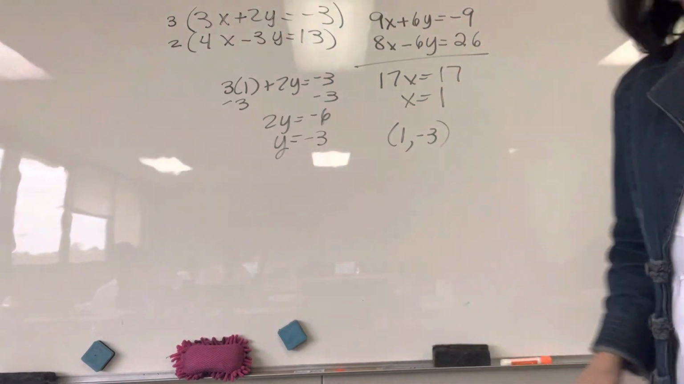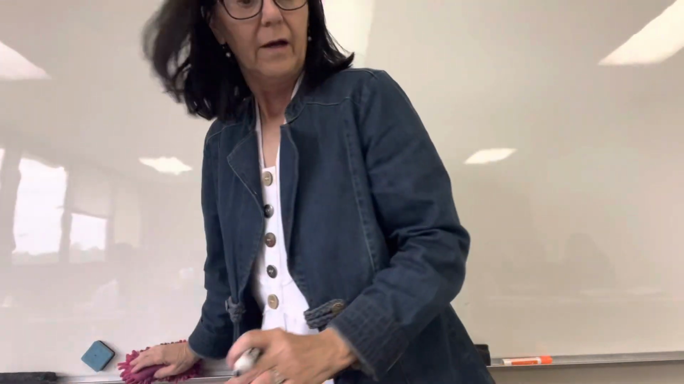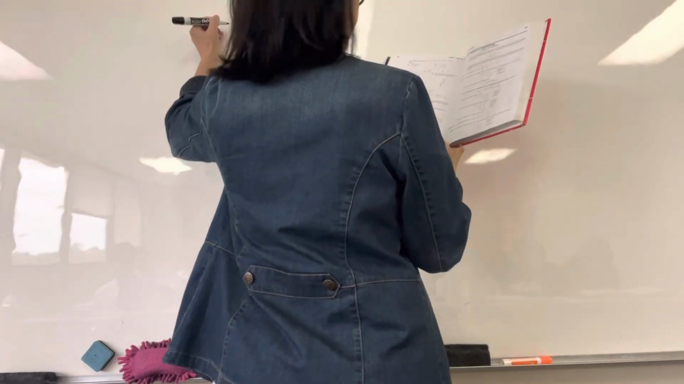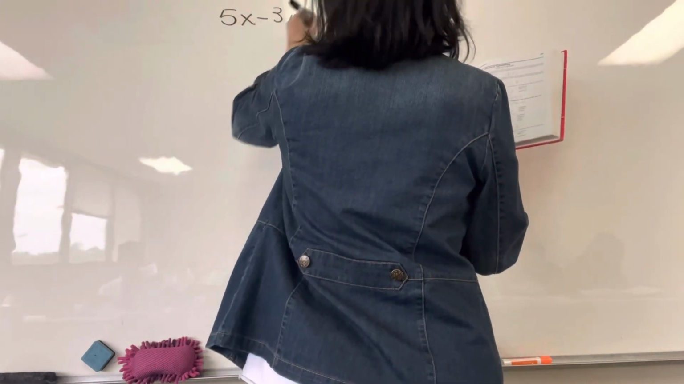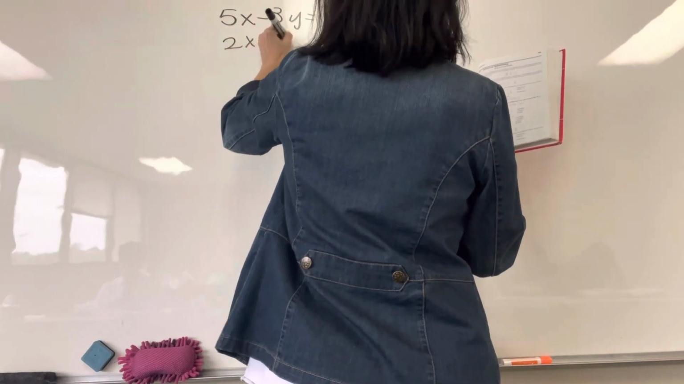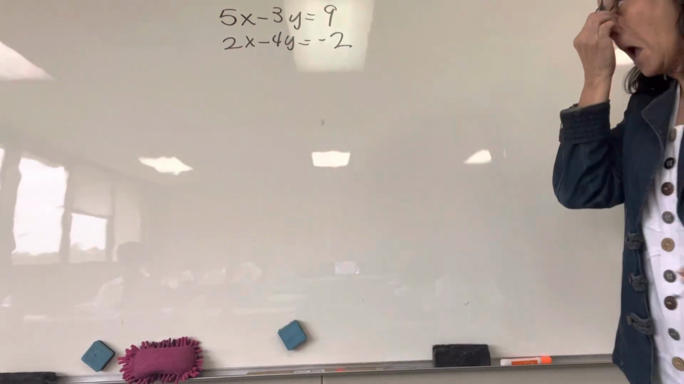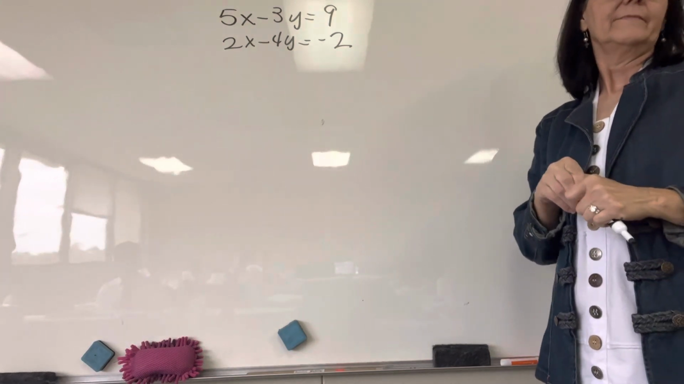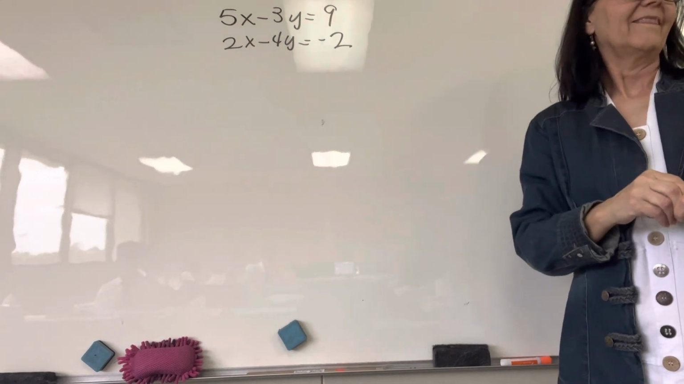All right, we are going to work example 2. Example 2 is at the bottom of page 403. We have 5x minus 3y equals 9. And we have 2x minus 4y equals negative 2. All right, which variable do you want to eliminate, x or y? It really doesn't matter here.